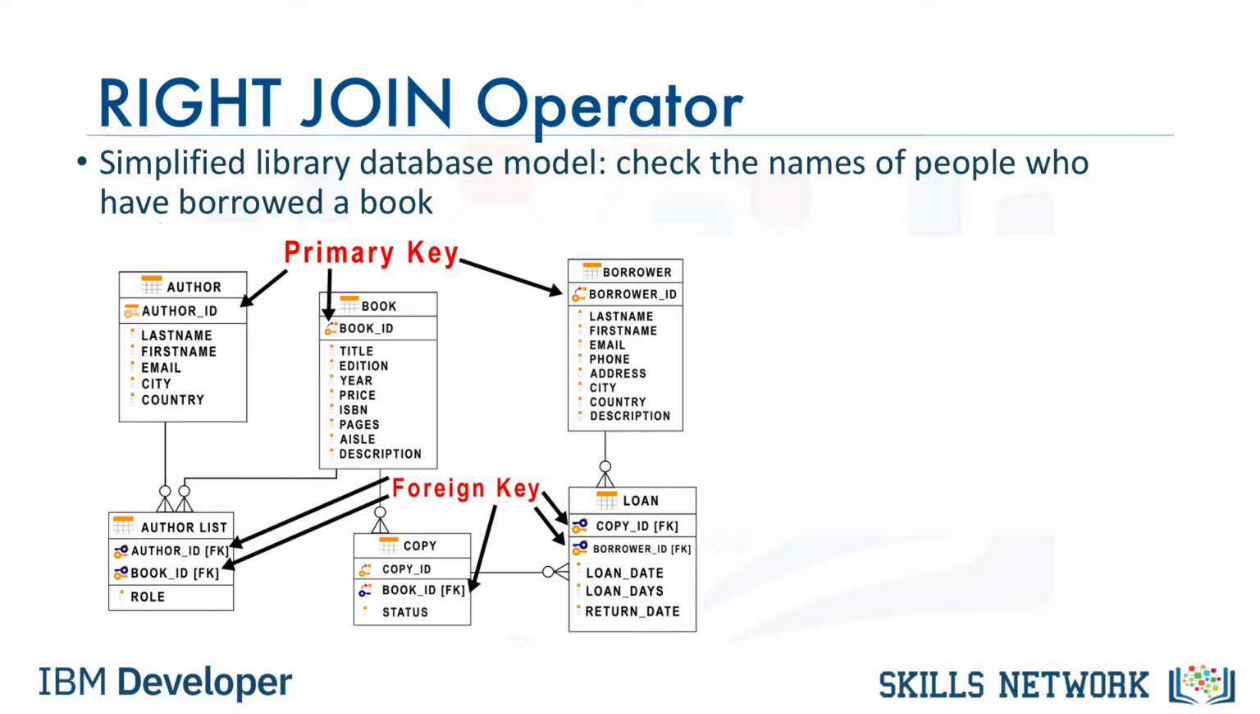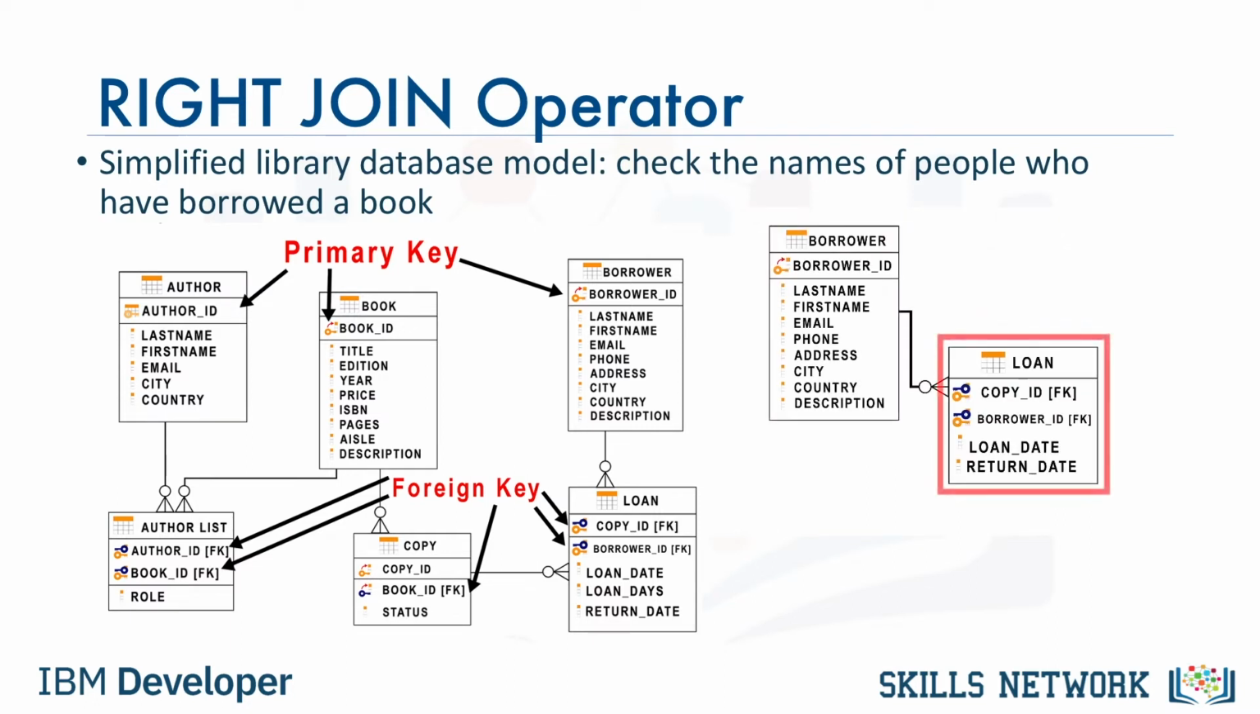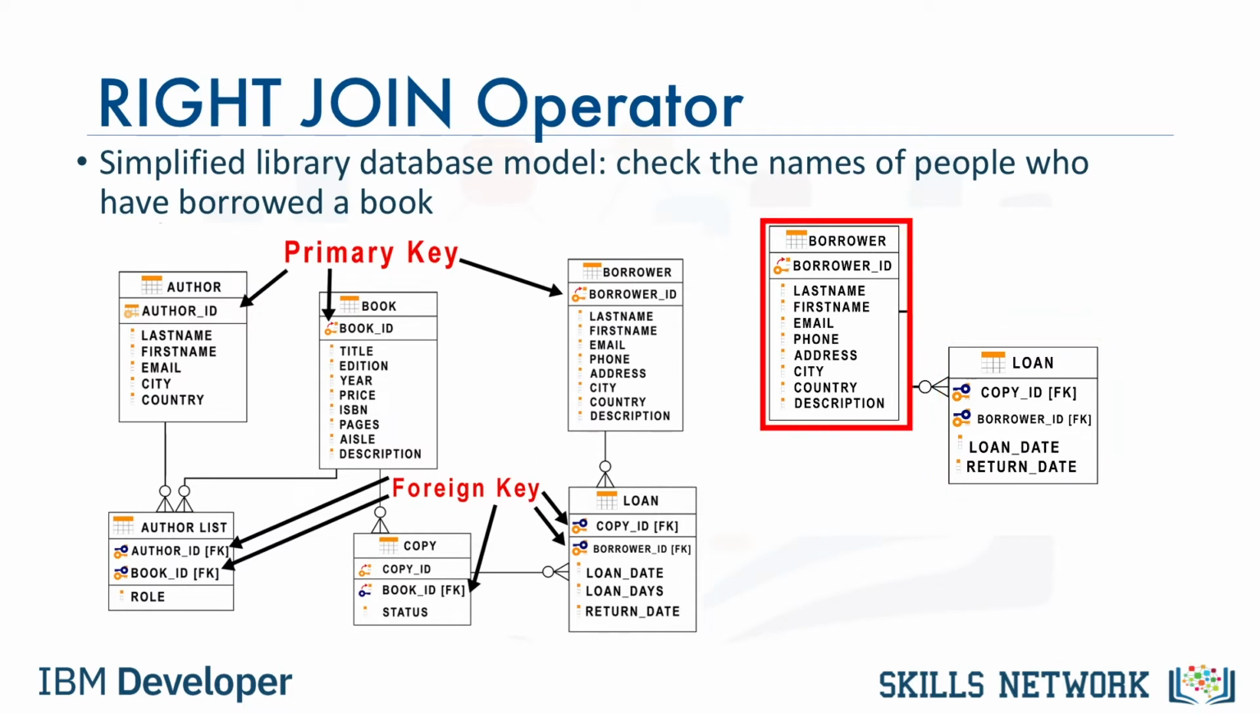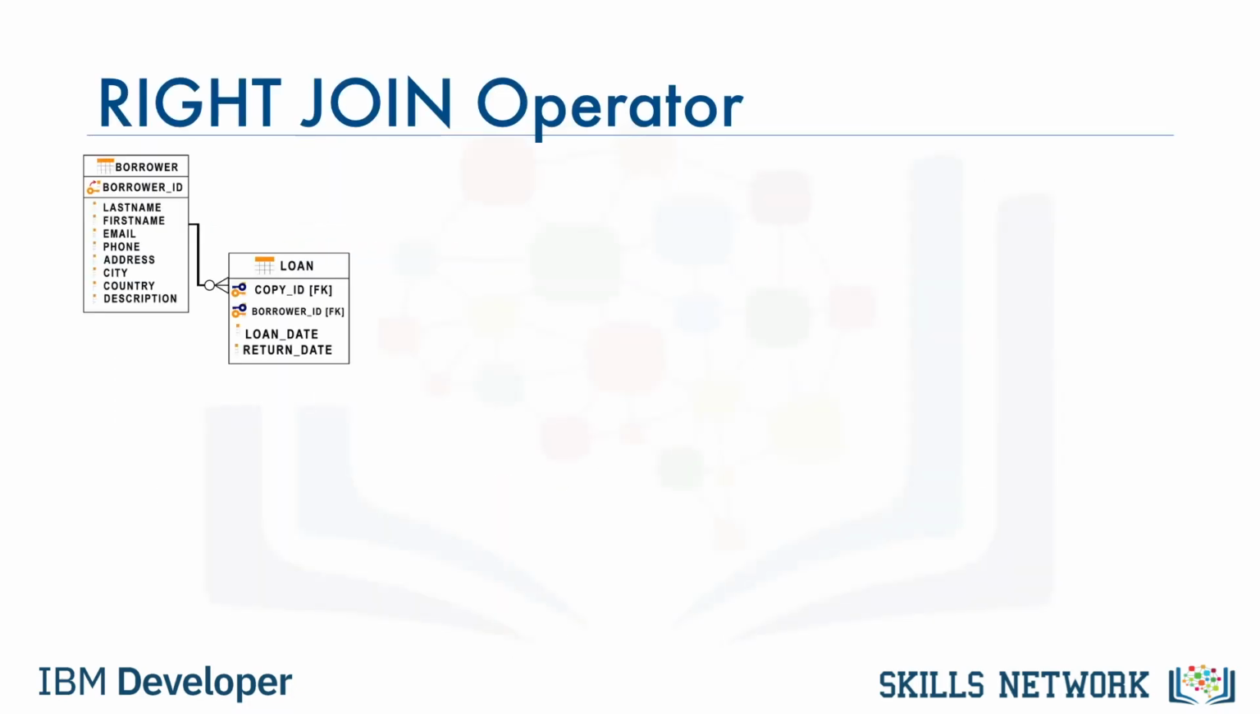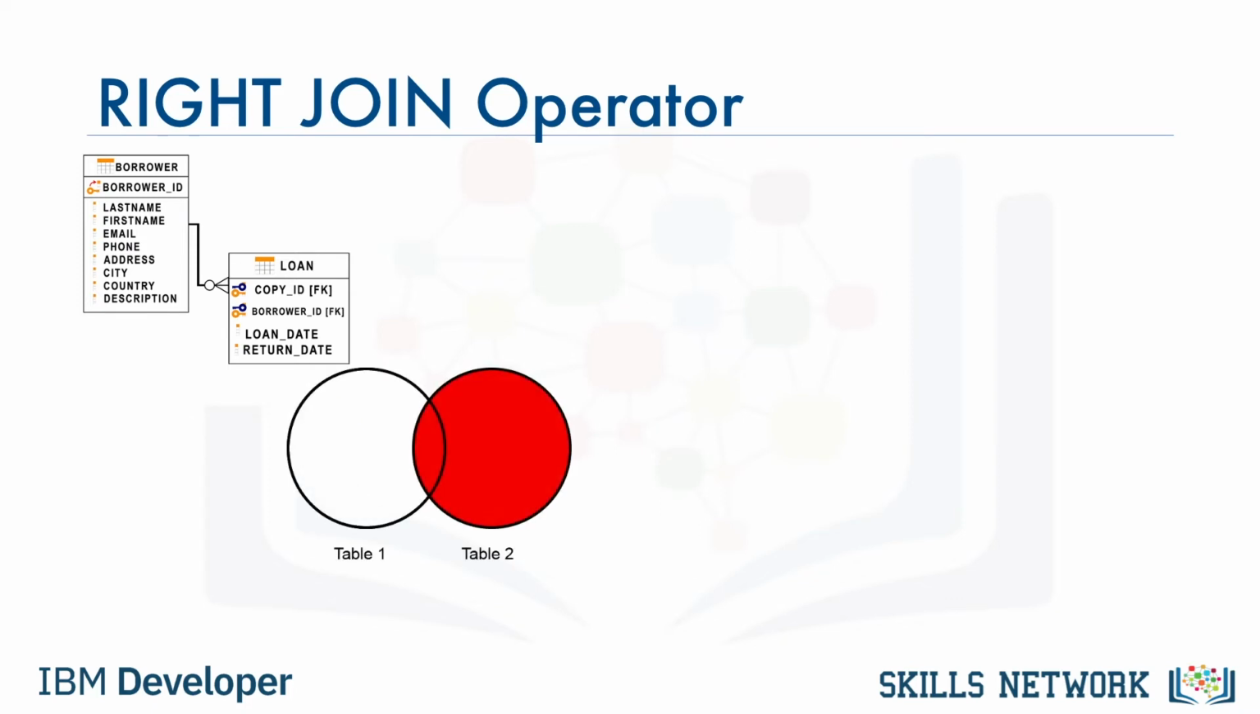Based on our simplified library database model, if we want to check the status of all books out on loan, this information is split between two tables: the loan table, which includes the borrower's ID and loan date, and the borrower table, which includes the borrower's ID, first name, and last name. In an outer join, the first table specified in the from clause of the SQL statement is referred to as the left table, and the remaining table is referred to as the right table.